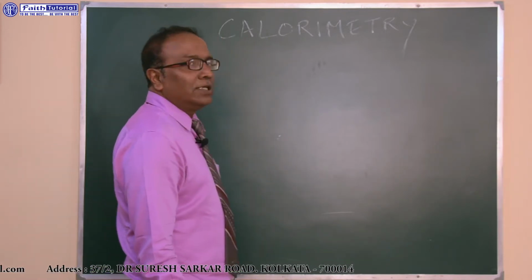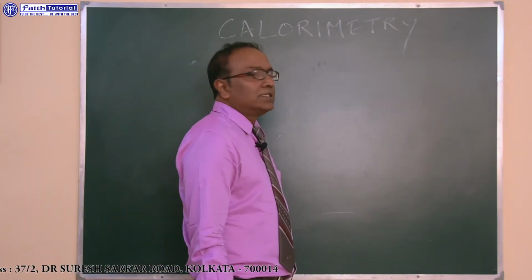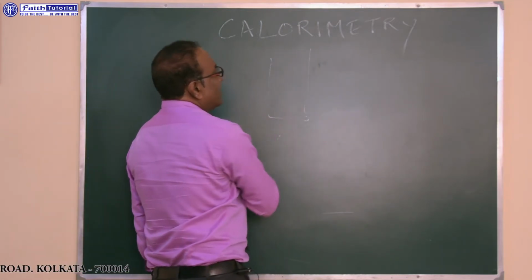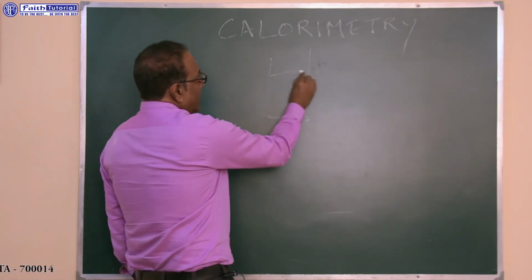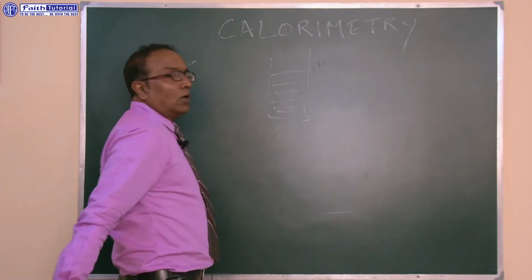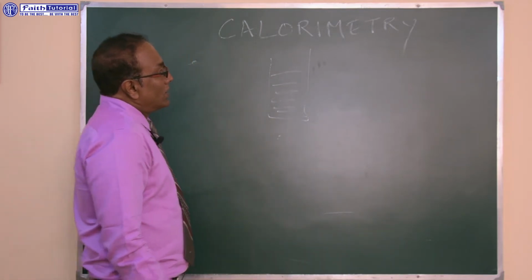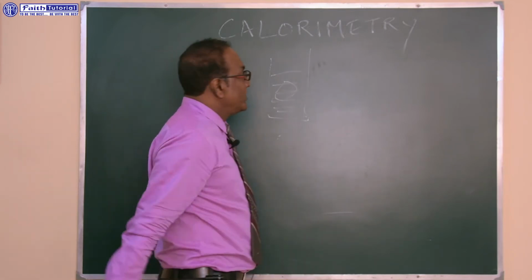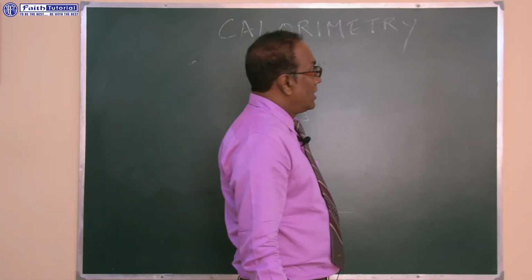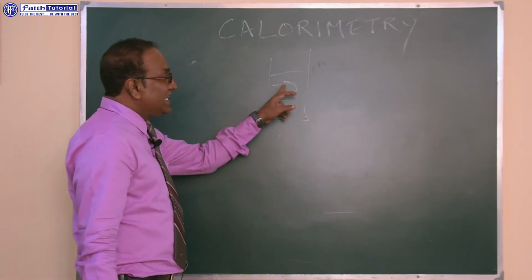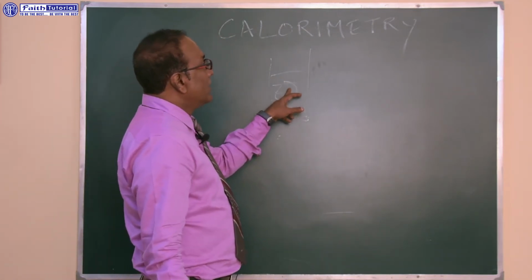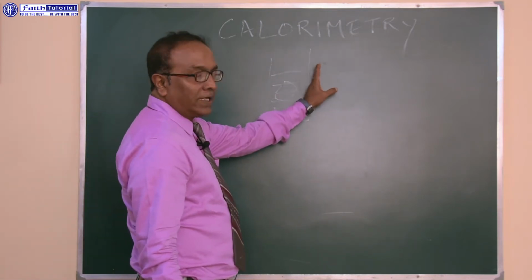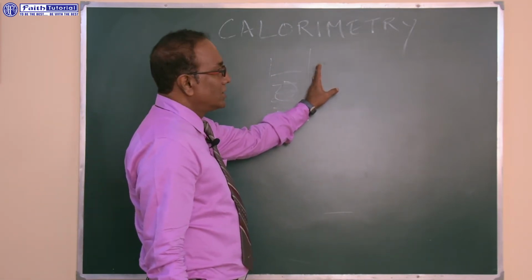Now let me talk about the sums that involve calorimeters. A calorimeter is an instrument used to find the specific heat capacity of any substance. A calorimeter is generally made of copper containing water. When you put a hot body into the copper calorimeter containing water, remember one thing: the heat lost by the hot body equals the heat gained by the cold water plus the heat gained by the copper calorimeter.